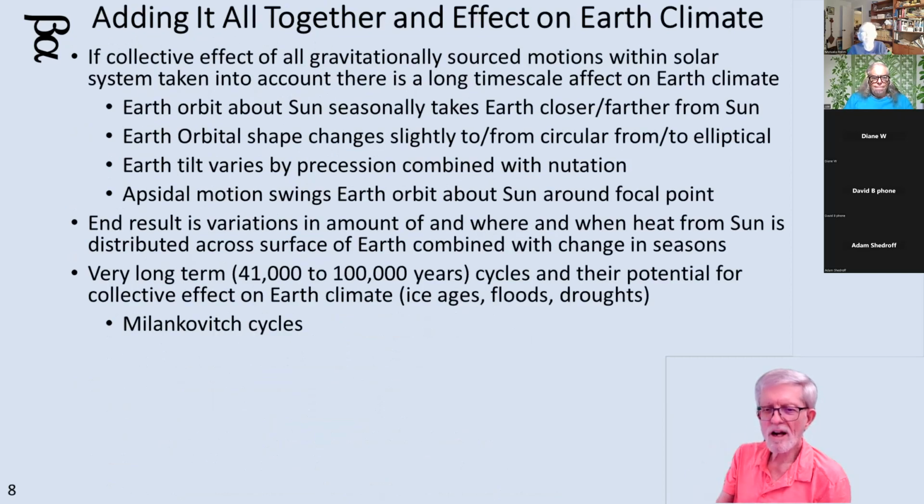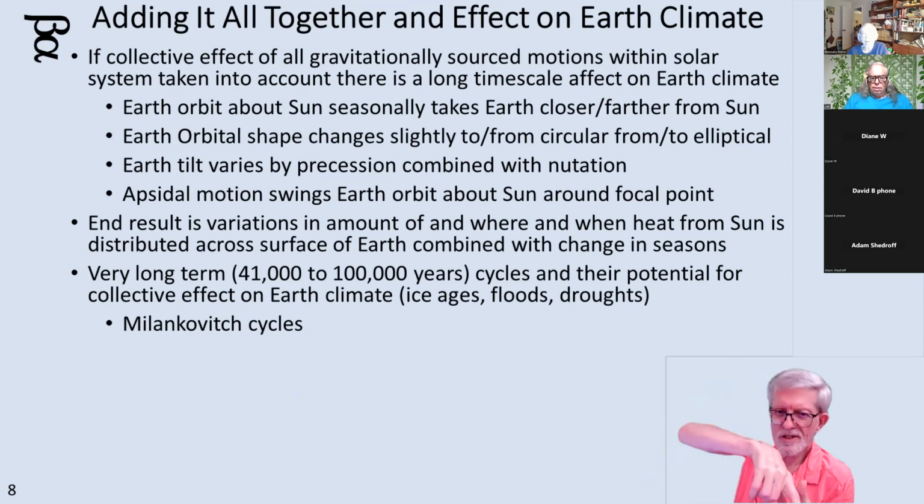So if you add all these things together, it does affect the Earth's climate. The Earth seasonally moves closer and farther from the sun. And the orbital shape, everybody thinks the Earth orbits the sun on a circular orbit. It's actually a slightly elliptical orbit. And the shape of that ellipse, as we're on the sun side of the ellipse, changes a small amount because of the gravity of the sun. And then we're on the far side of the ellipse by that small amount.